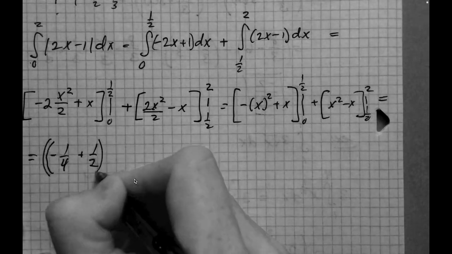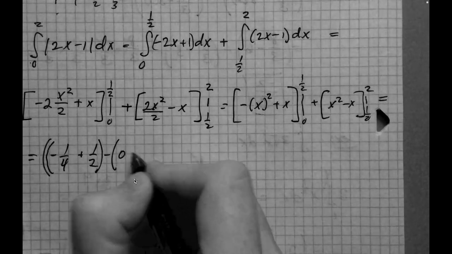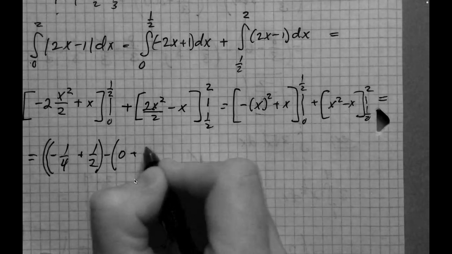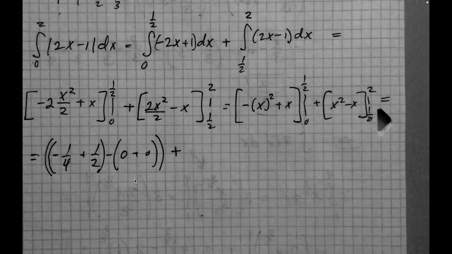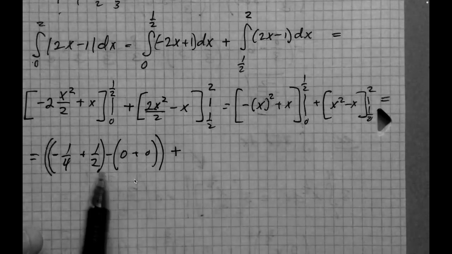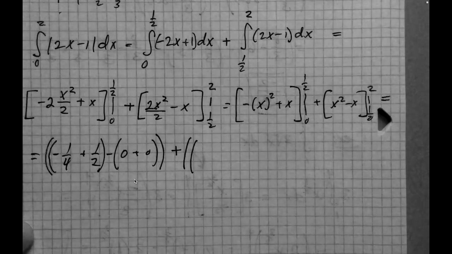Okay, and I'm going to take that and subtract from it negative 0 plus 0, so just 0. I'm going to write it in here just so that people can see what part went where and where things went. When you're learning, you always want to err on the side of more steps than necessary.